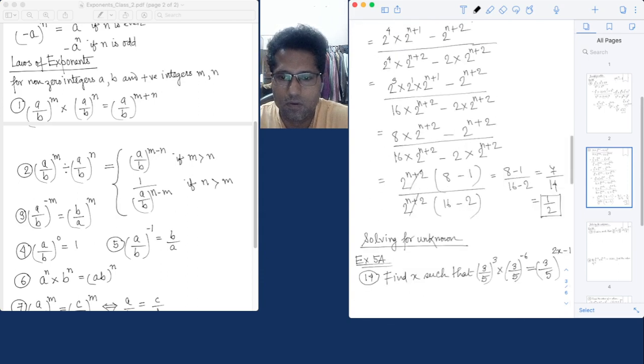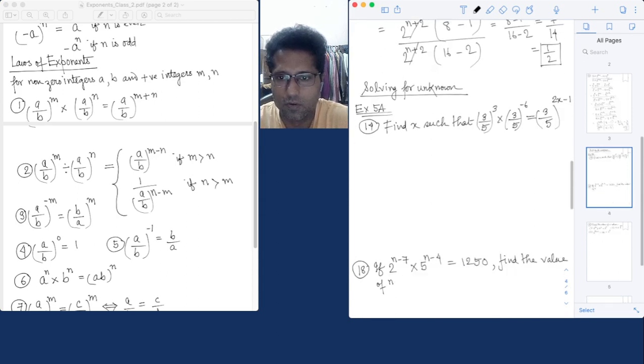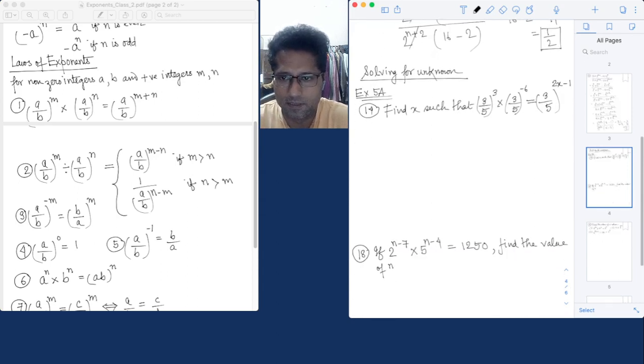Okay, now let's do the problems for solving for unknown. So question number 14 says: find x such that 3 by 5 cube multiplied by 3 by 5 raised to the power minus 6 equals 3 by 5 raised to the power 2x minus 1. Here x is the unknown. It is given that 3 by 5 cube multiplied by 3 by 5 to the power minus 6 equals 3 by 5 raised to the power 2x minus 1.